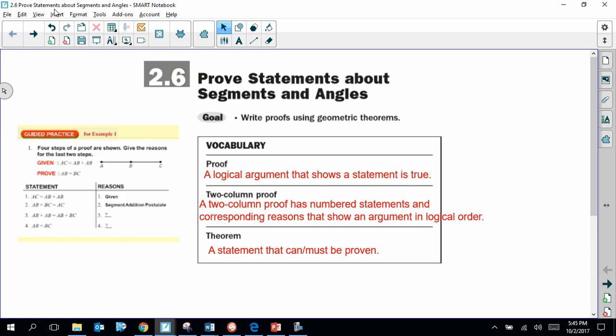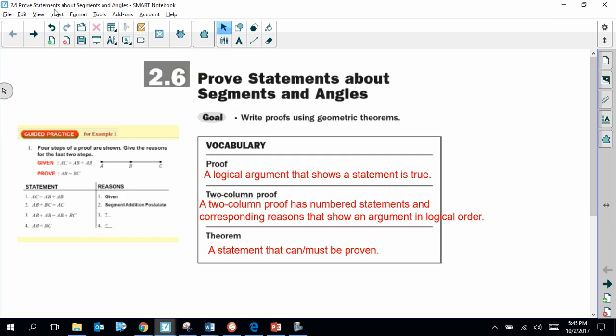A proof generally is just some kind of a logical way of demonstrating why something is true. Usually, we don't use two-column proofs in our daily lives. If you have to show why something is true or not true, usually we just explain it using words. If we were to write those words down, we would classify that as a paragraph proof. But a lot of times what we use in geometry is the two-column proof that you see here.